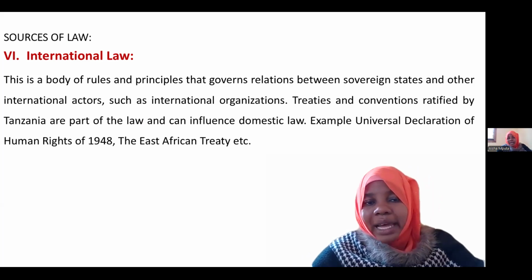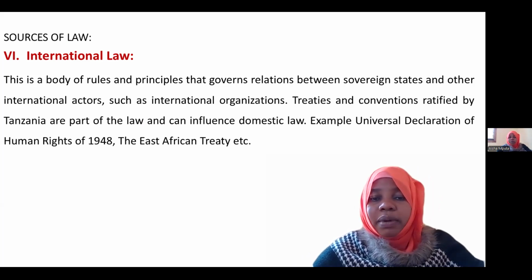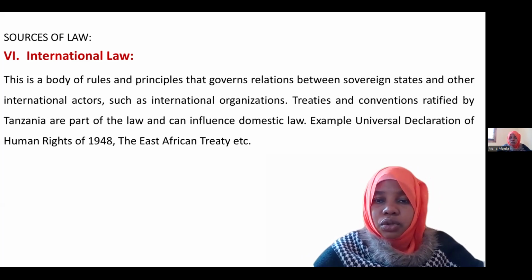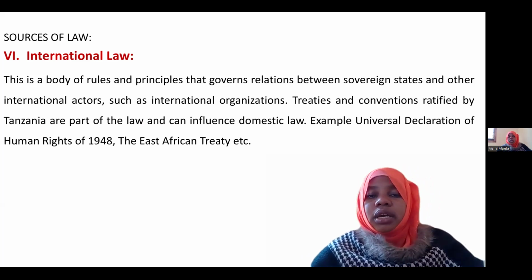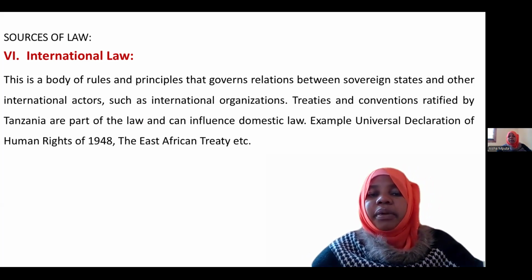Lastly, international law also acts as a source of law in the country. For example, we have the Universal Declaration of Human Rights, which is normally applicable even in our jurisdiction.